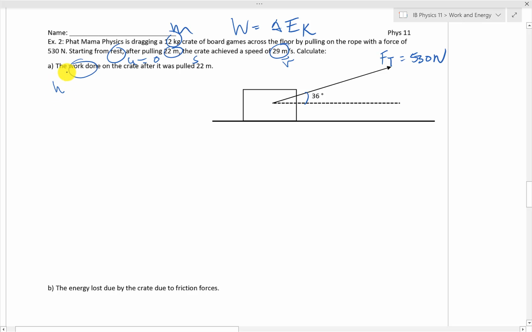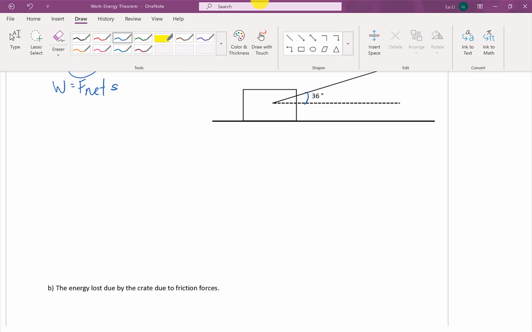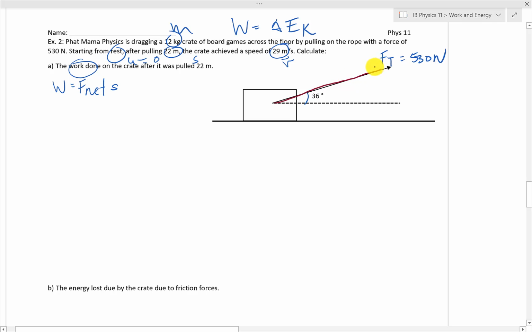So whenever you see the work done on the crate or on any object and it doesn't specify the force, that means you need to find the work done by the net forces acting on the object. You have the displacement, you need the net force, so that means we now need to draw a free body diagram. In a free body diagram, we have the force of tension, which is at an angle. We need to resolve that later into its components. We do have Fg, we have the normal force, and we also might have some sort of friction force.